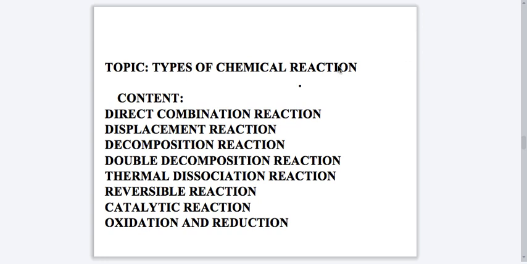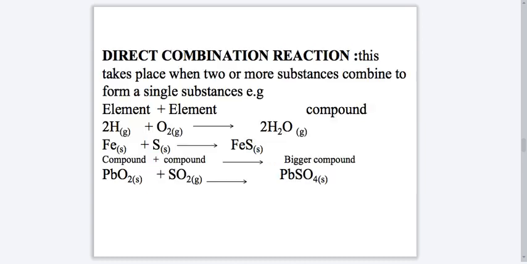We are going to be discussing types of this reaction. We are going to look at number one, direct combination reaction. Number two, displacement reaction. Number three, decomposition reaction. Number four, we'll be looking at double displacement reaction. Number five, thermodynamic reaction. Six, reversible reaction. And seven, catalytic reaction. And number eight is going to be oxidation and reduction reaction. I welcome you to this interesting topic.